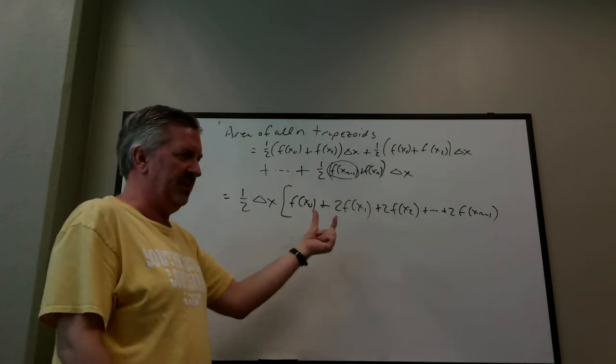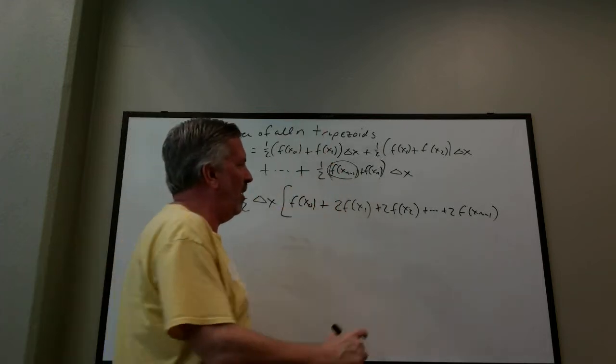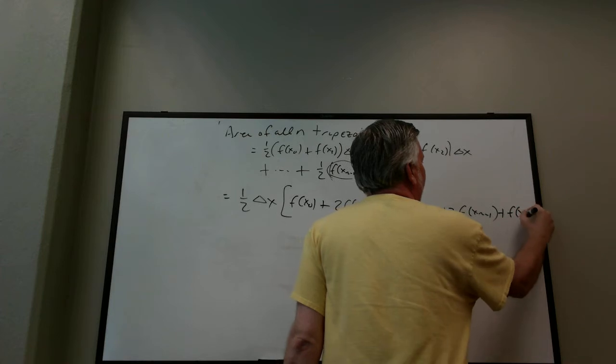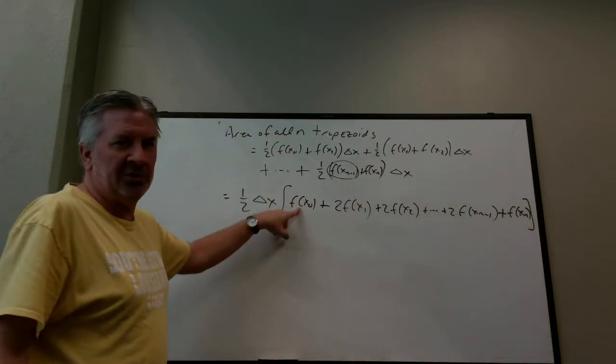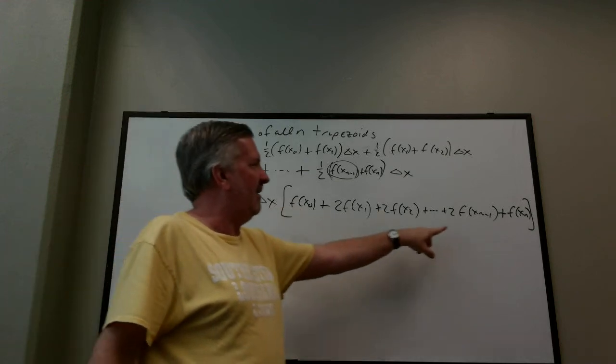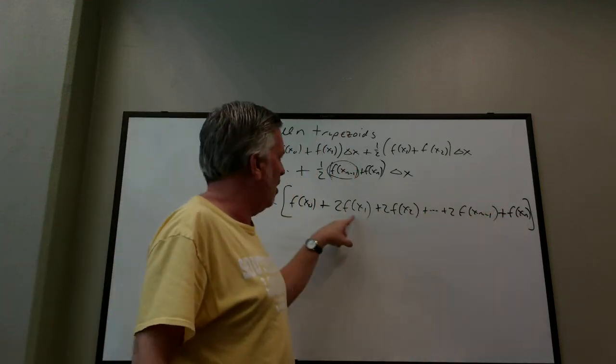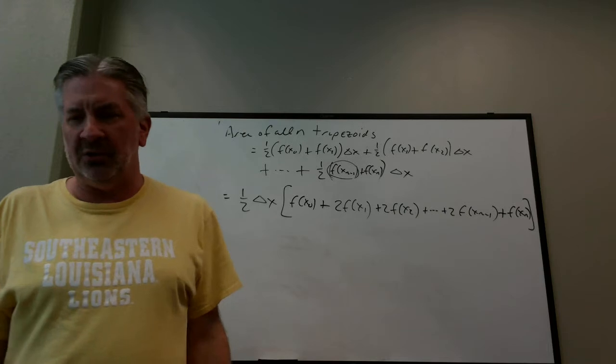Because when you draw the picture, f of x n, you only use that line once. So it's plus f of x n. So f of x naught only shows up once, f of x n only shows up once, but all the points in between have a coefficient of 2.